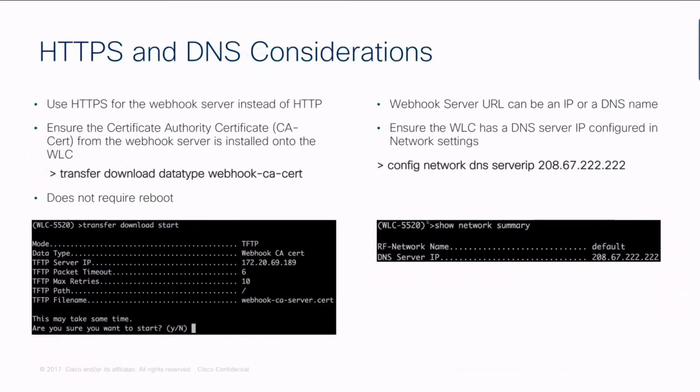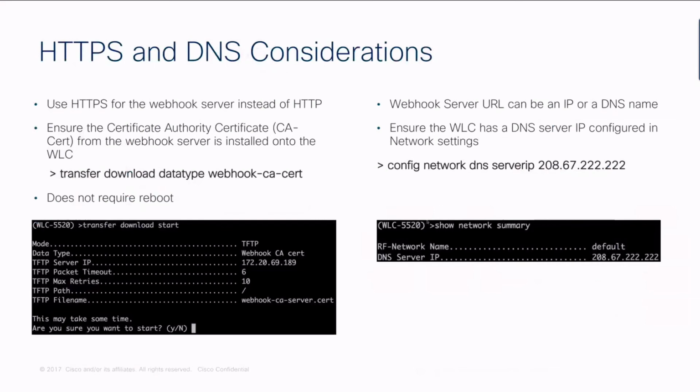So the connection between the WLC and the third-party server must be secured with TLS, and the WLC must be able to validate that certificate. So what needs to happen is you need to transfer the certificate authority certificate to the WLC using the transfer download command. And you also need to be sure to set the data type to Webhook CA cert.